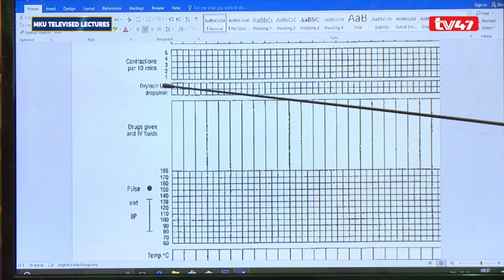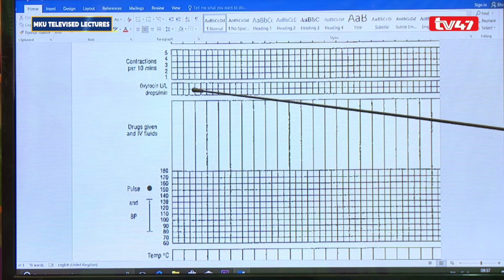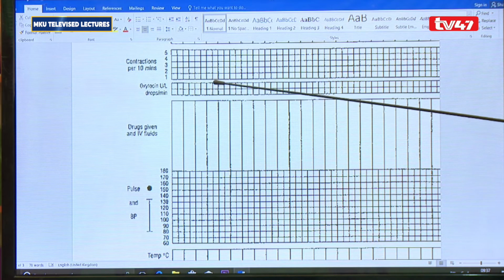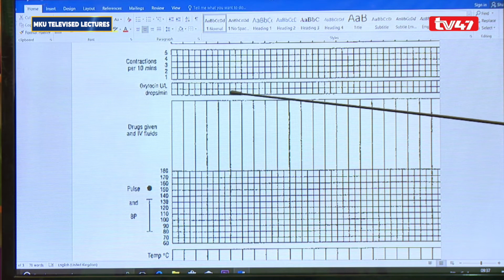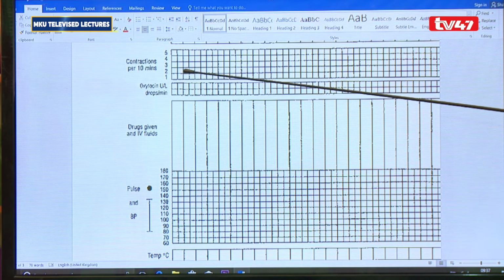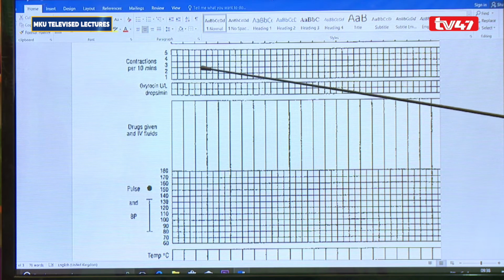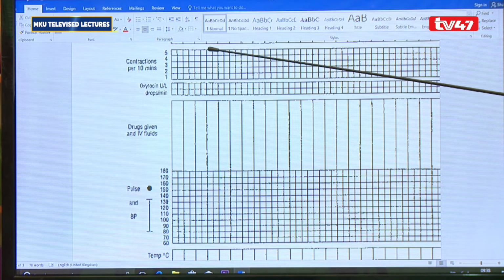That is for the oxytocin or pitocin, and it is charted here. How many units? 5 international units, and the drops per minute. For these contractions, when the contractions are mild, we use dots. When the contractions are moderate, then we draw lines. When the contractions are severe, then that time we actually shade with our black pen.